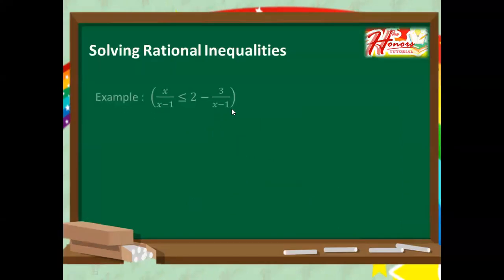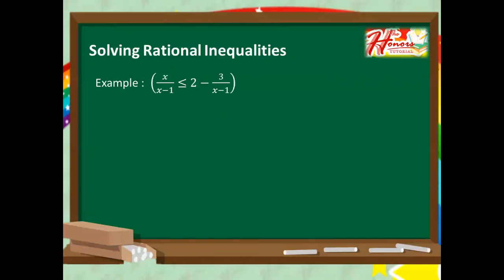Let's have our example. For this part of the topic, we will have x over x minus 1 is less than or equal to 2 minus 3 over x minus 1. Let's solve. For our solution, I am advising you to copy the given first.